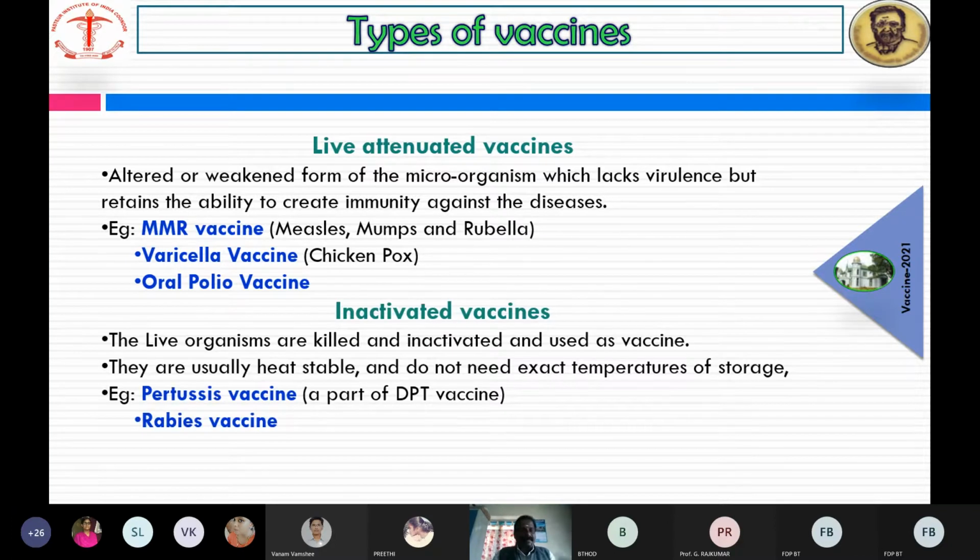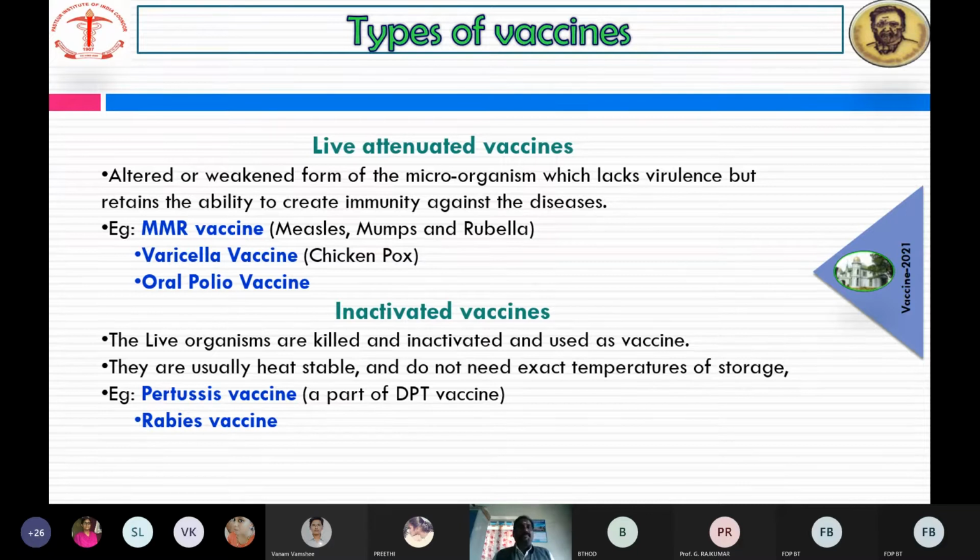And the next is inactivated vaccines. An inactivated vaccine is one where the live organism is killed and inactivated and used as a vaccine. They are usually heat stable and do not need an exact temperature of storage.